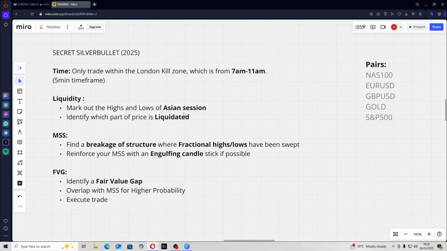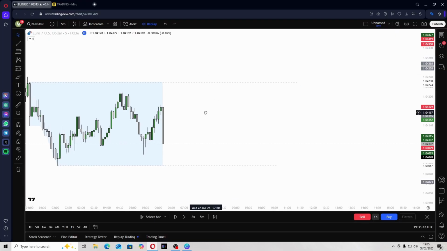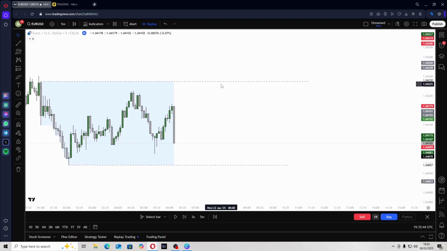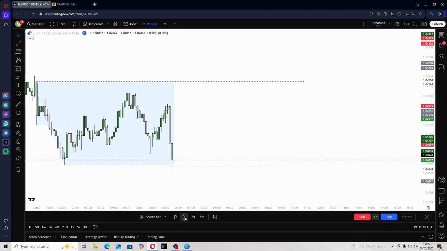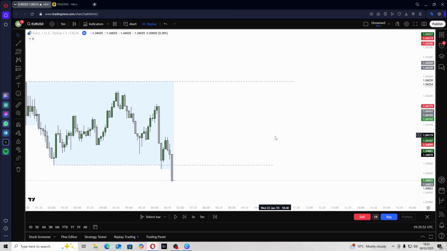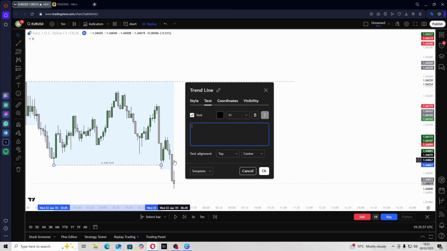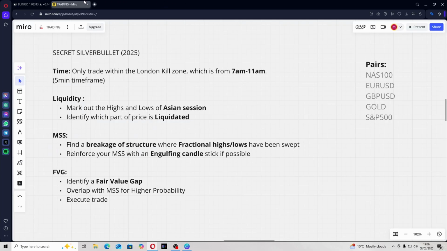What we need to do next is very crucial. We need to identify which part of price is actually liquidated, which means we need to wait for price to take out one of these points, whether it's the highs or the lows, okay? So I'm going to play price forward now. We're going to be waiting, and we can see already it's taken out the lows, okay? If I play price forward more, there we go. It's just completely swept the lows. So this is our first liquidity sweep that we got right here, okay? Once we got this first liquidity sweep, everything from here on out gets so much easier.